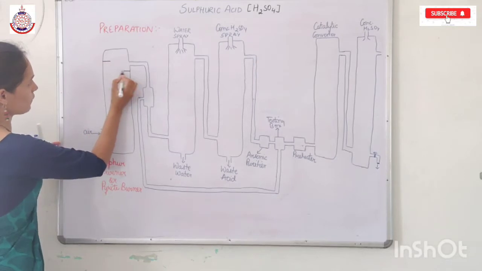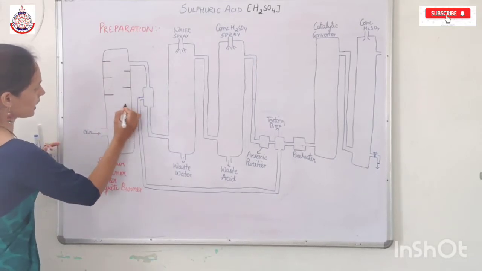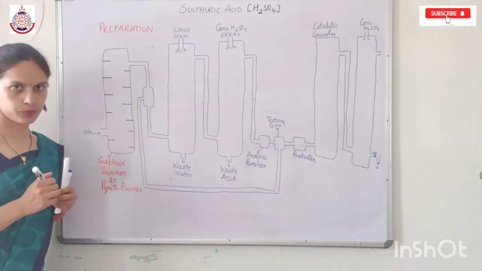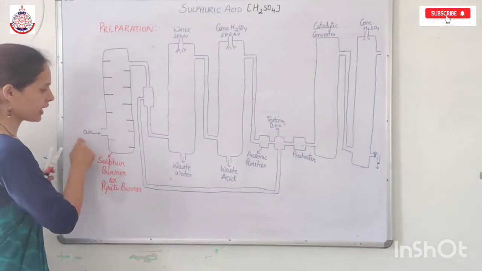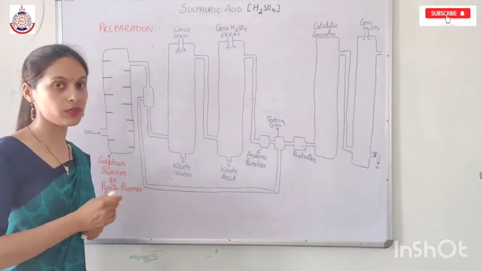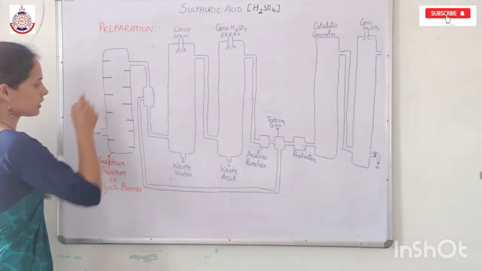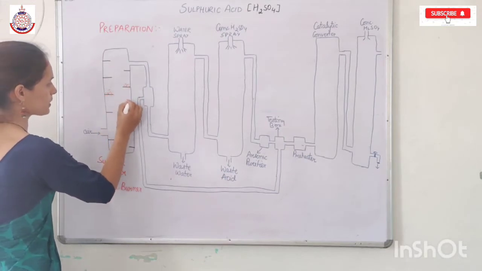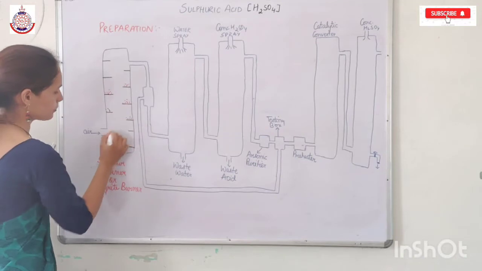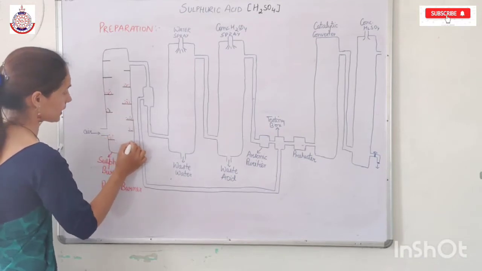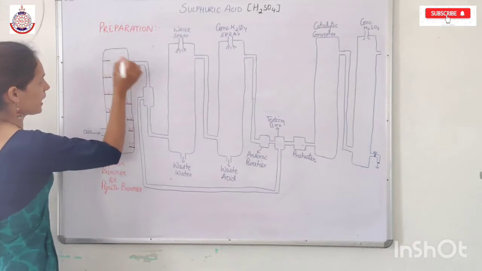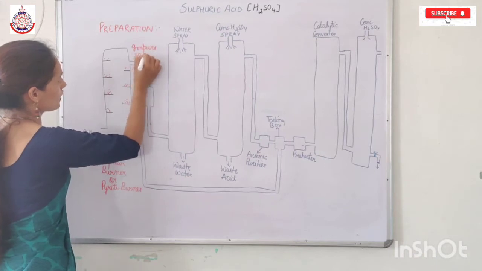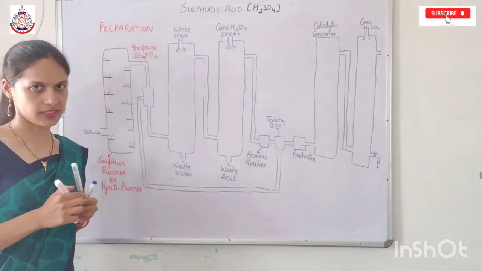Now in this we have different chambers. In these chambers either we keep the sulfur or we keep the sulfide ore. From here we are sending the hot air, through which the sulfur or the sulfide ore which is present here gets burned and converted into SO2. So from here we get impure SO2 plus O2 in the form of gas.